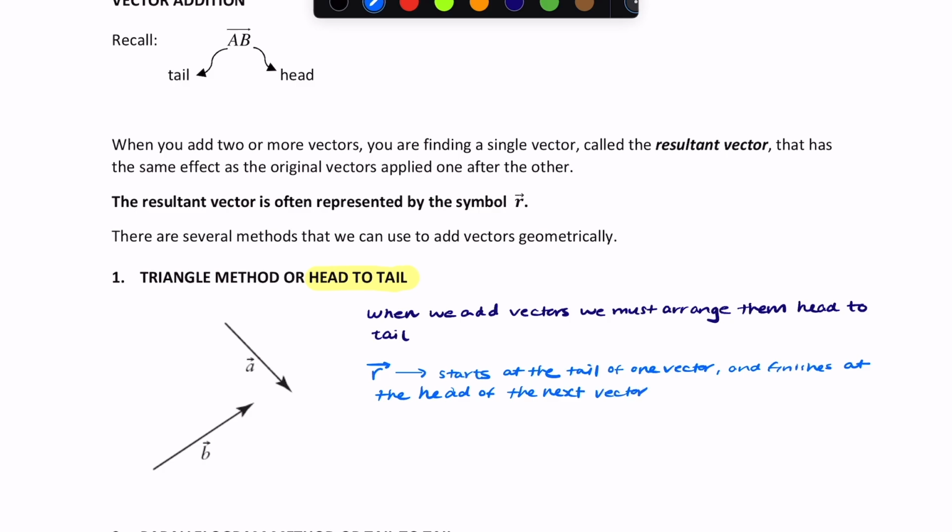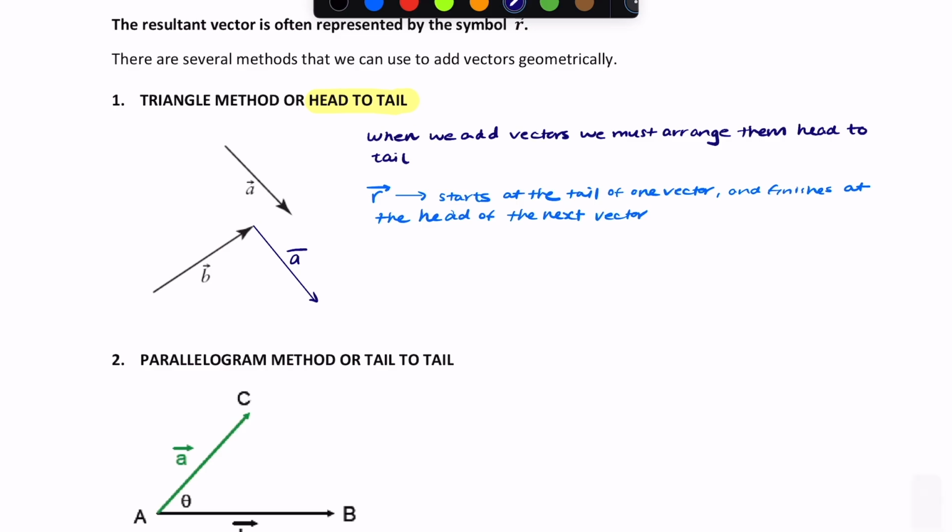Okay, so here again, let's look at our two vectors, vector B and vector A. If we take our vector A, we draw it tail to tip on vector B. Again, the resultant starts from the tail of vector B and finishes at the head of vector A. So this would be our resultant vector, which is equal to vector B plus vector A.